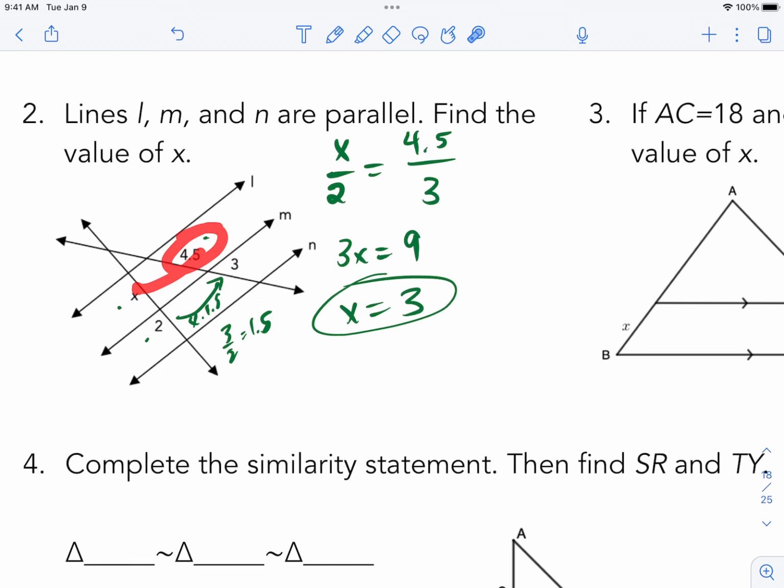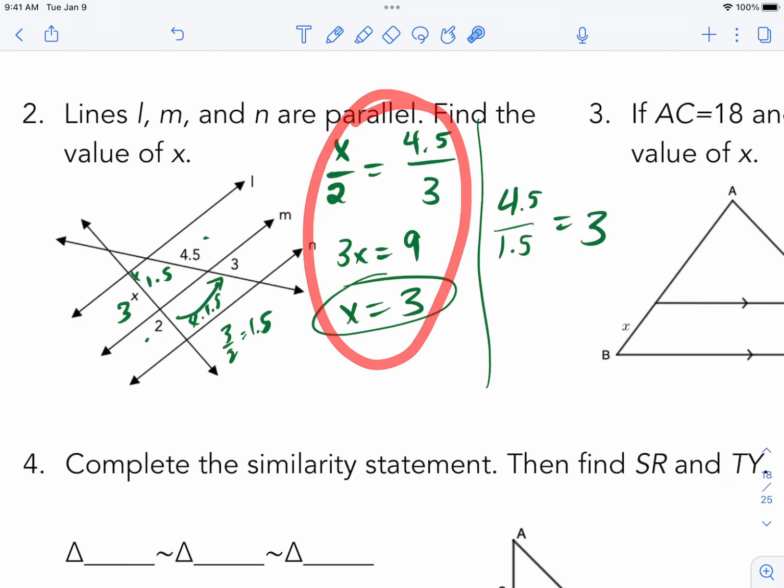X times 1.5 should give me 4.5. So I just have to figure out what I am taking times 1.5 to get 4.5. To do that, I just do 4.5 divided by 1.5, which is equal to 3. And so again, we see that here, x is equal to 3. So a couple different ways to approach it, either setting up the proportion to recognize that this side over this side is the same as this side over that side, or that there is a relationship between the corresponding sides, the corresponding parts.